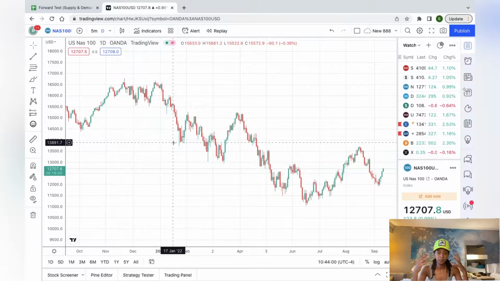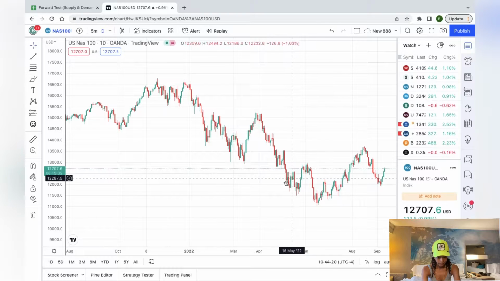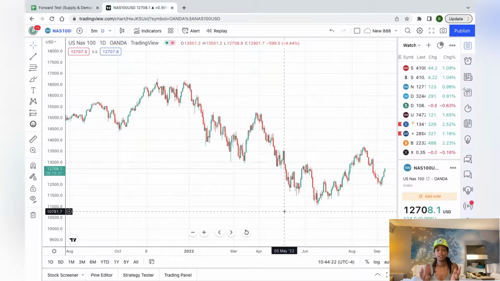I like to do top-down analysis. If you want to learn more about exactly what top-down analysis is, I could make a whole video on there, or you can find somebody else's video on YouTube about top-down analysis. But it basically is starting from the top and working your way down. So we're going to start on the daily chart, and we're going to identify trends and support and resistance.